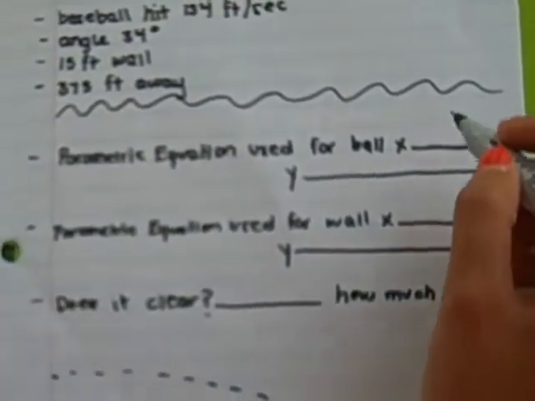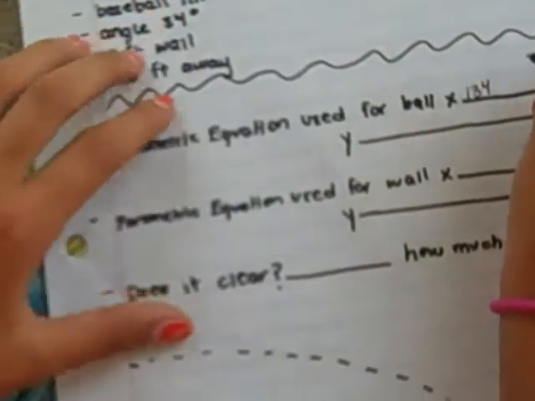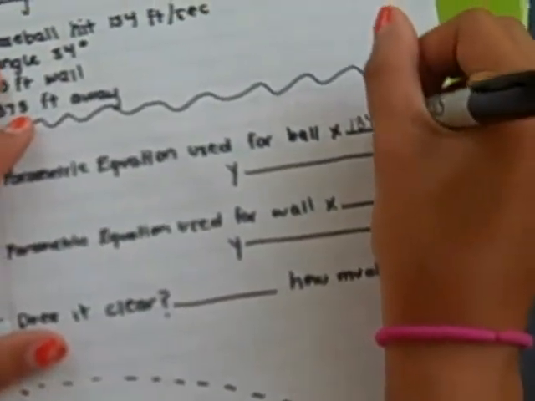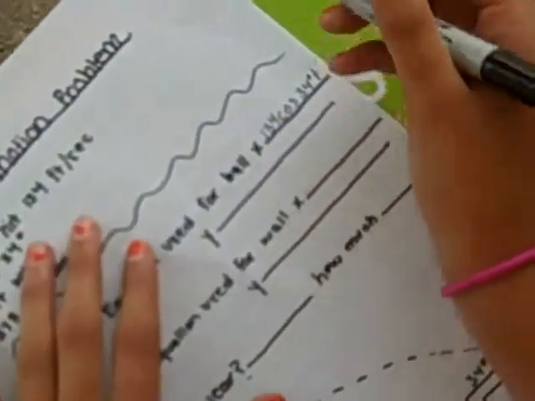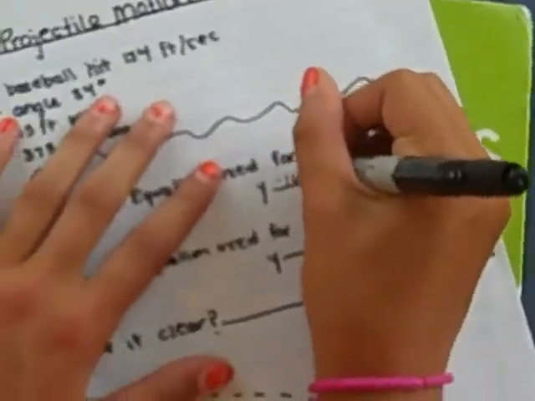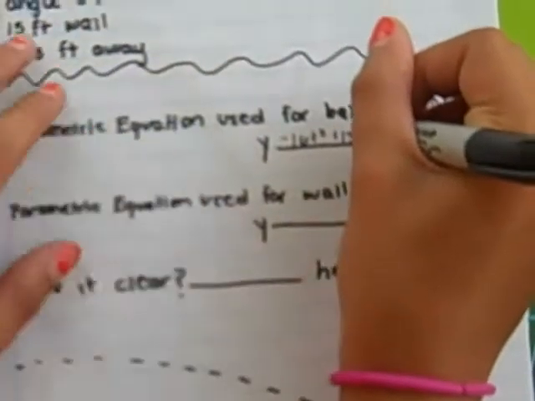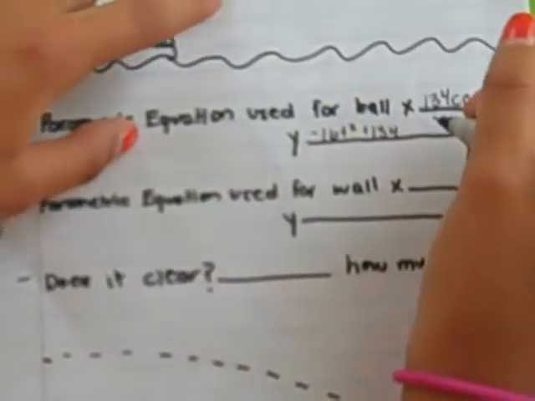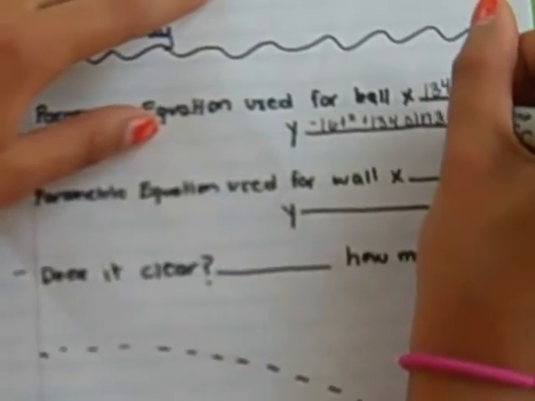So for the ball, we have x and y. For x, we're going to use 134, which is for the baseball hit, times cosine of 34 degrees, times t. And then for y, you do the negative 16 t squared, which is the gravity, plus the 134, again, the baseball hit, 134 feet per second, times sine of 34 degrees, times t.